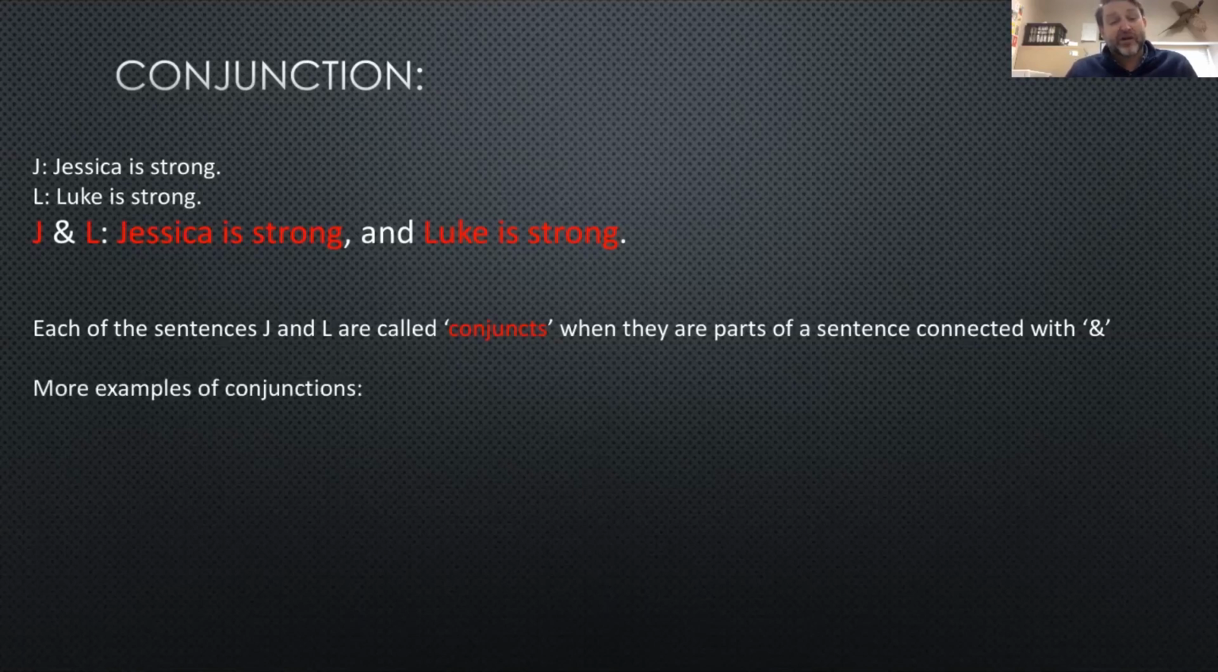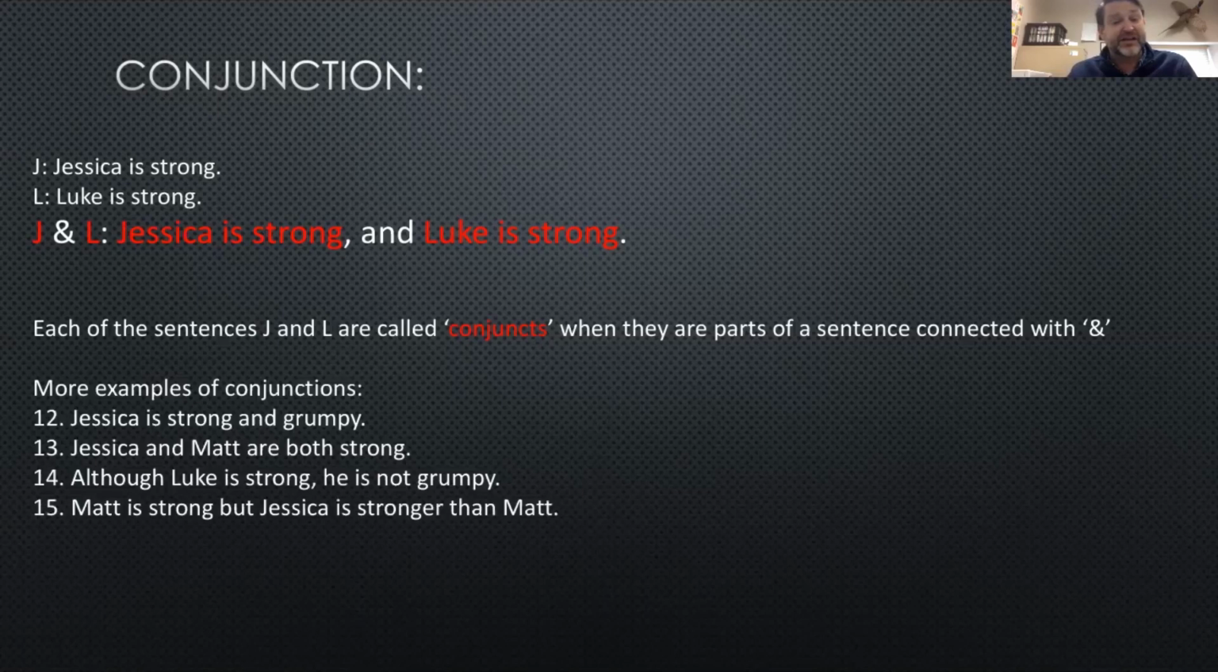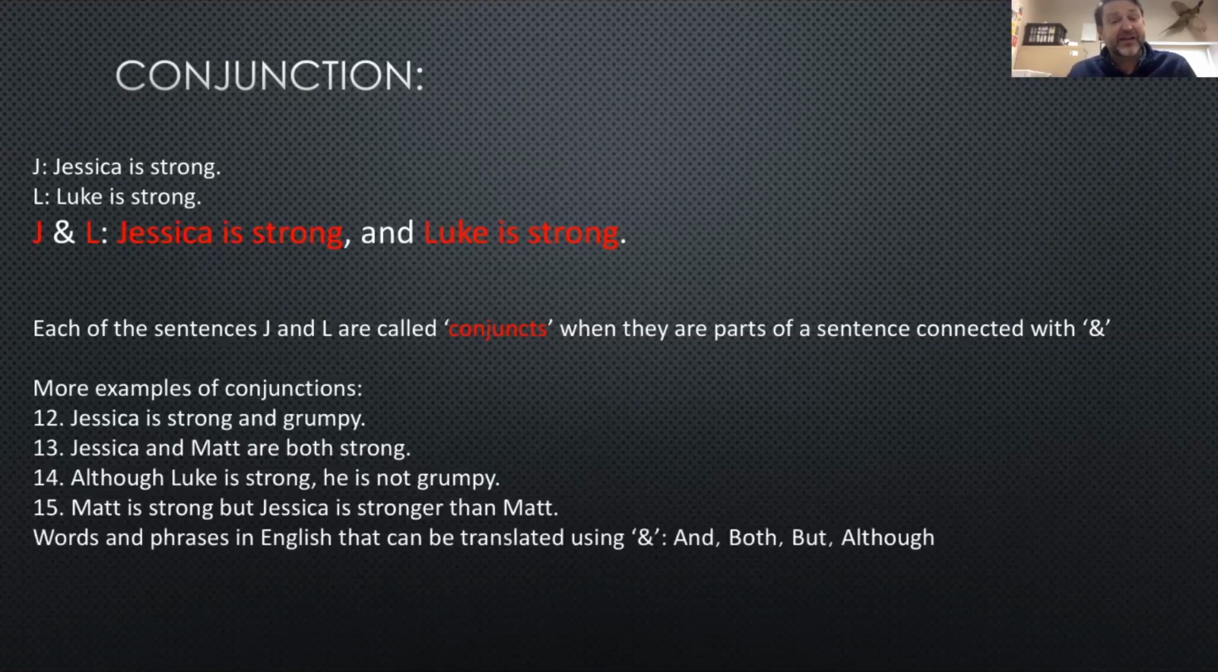So here's some more examples of conjunctions. Jessica is strong and grumpy. Jessica and Matt are both strong. Although Luke is strong, he is not grumpy. And Matt is strong, but Jessica is stronger than Matt. All right, let's look at how to translate these using symbolic logic. We can bear in mind here that and can stand in for both and, both, but, and although. All right, so let's turn to the iPad to see how these function.